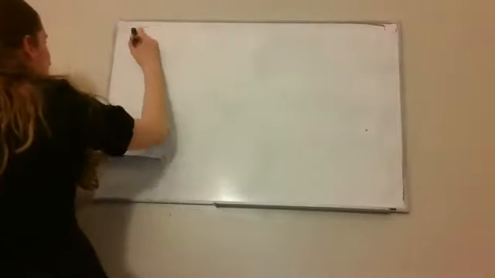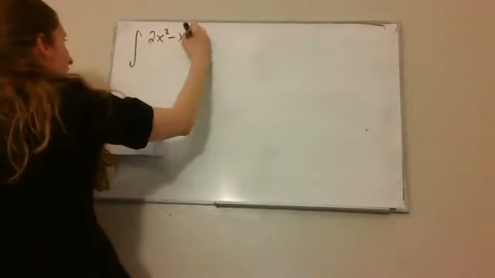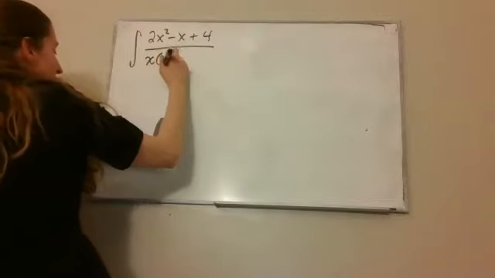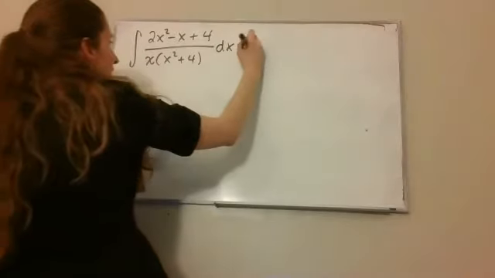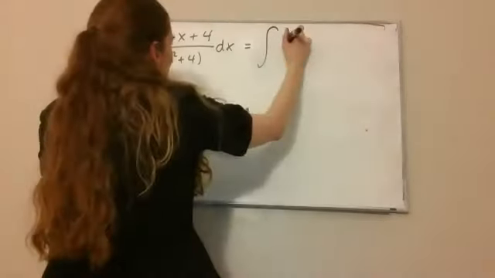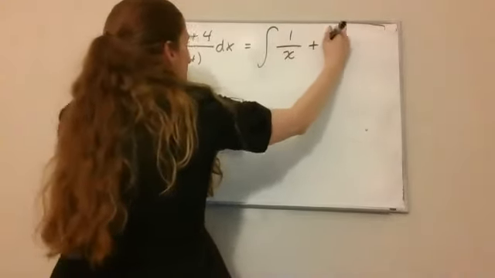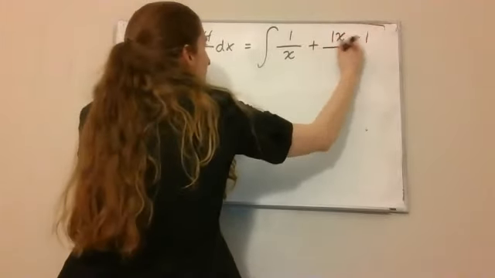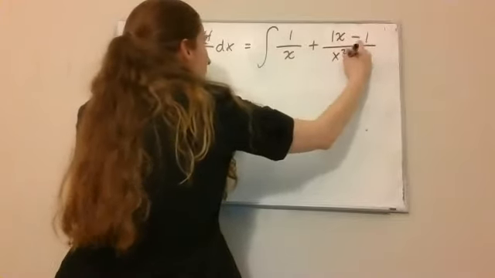So here was my original integral again. I had 2x squared minus x plus 4. The denominator, we had factored it to be x times x squared plus 4. I'm going to rewrite this with the partial fractions. It was my a over x plus my bx plus c, so 1 over x plus x minus 1 over my x squared plus 4.